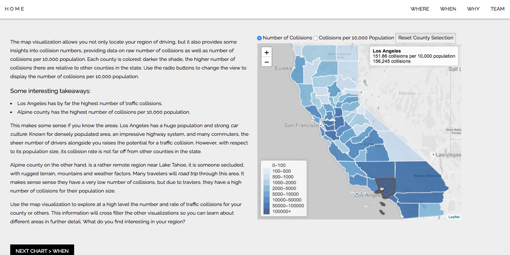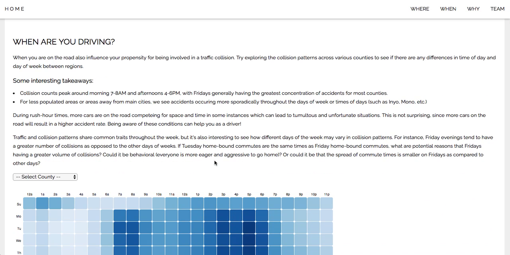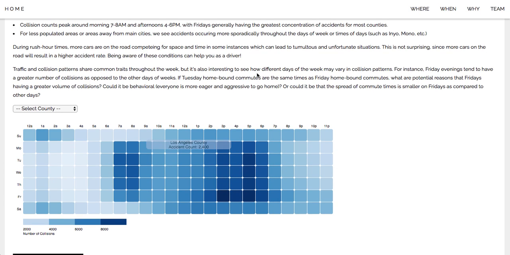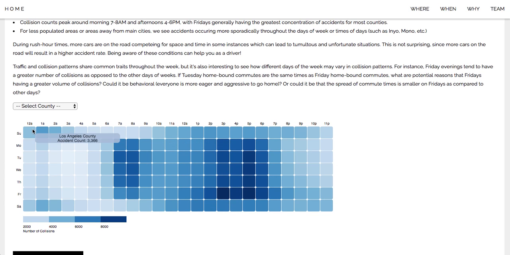From this selection made, the data will be further cross-filtered for them to further explore the when factor regarding traffic collisions. So here we provide a heat map showing the different times of the day along with different days of the week, highlighting the incident rate of traffic collisions, or number of traffic collisions, during the day of the week for the time of the day. Interesting insight here is that there's a high incident rate during common rush hour times in large populous regions.